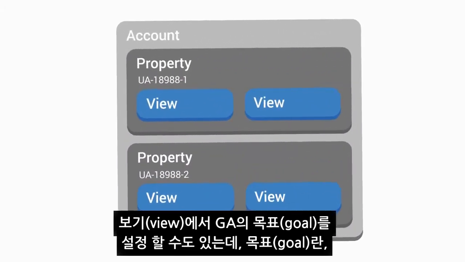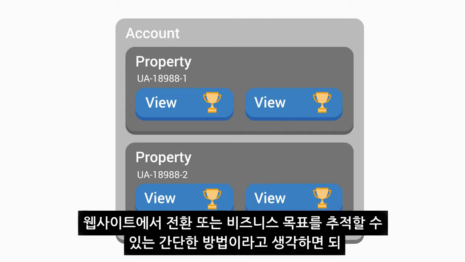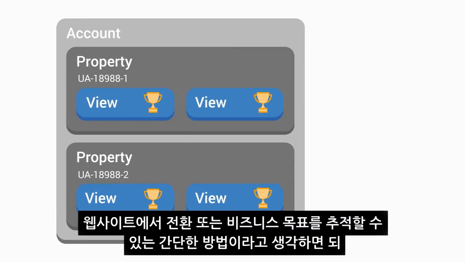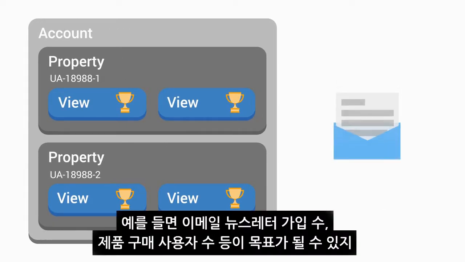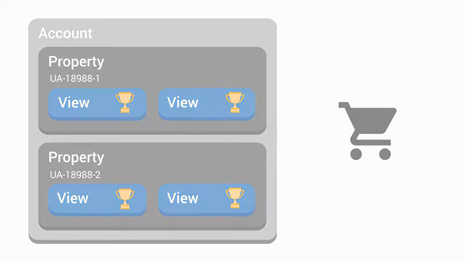At the view level, you can also set Google Analytics goals. Goals are a simple way to track conversions or business objectives from your website. A goal could be how many users signed up for an email newsletter, or how many users purchased a product. We'll discuss goals and conversions in a later lesson.